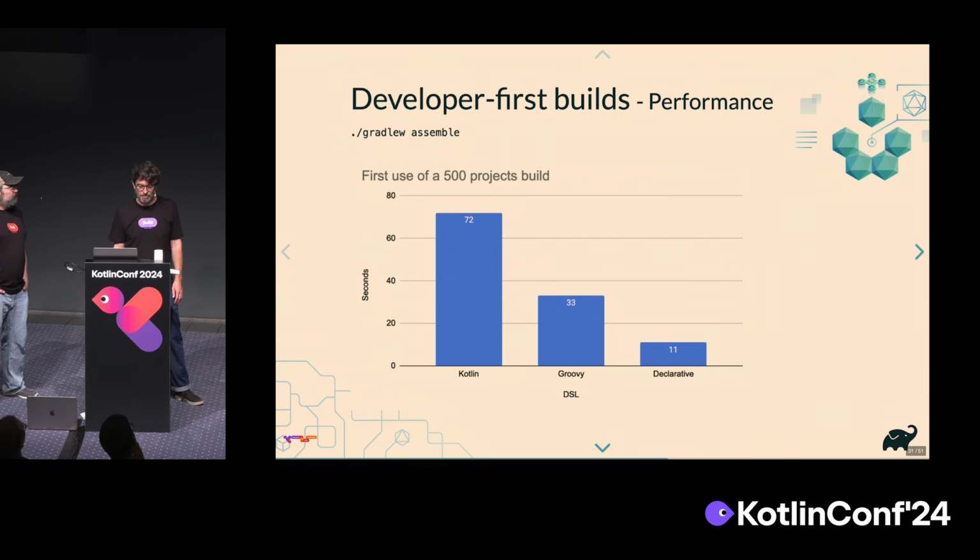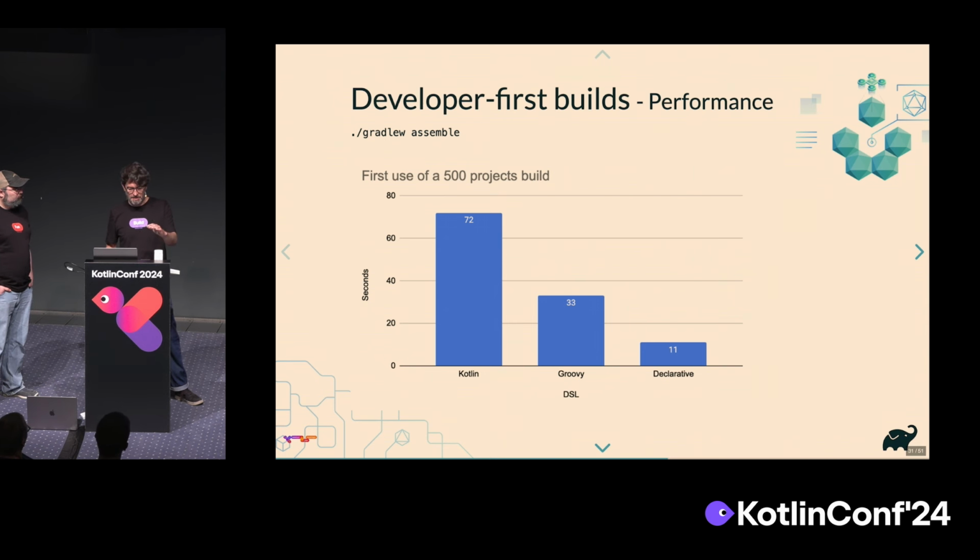This diagram shows the number of seconds, so yeah, it's a lot, to run Gradle Assemble on a 500 project build on a fresh machine. So it's not a clean build. It's a clean machine. There's nothing there, so it needs to populate every cache, et cetera.